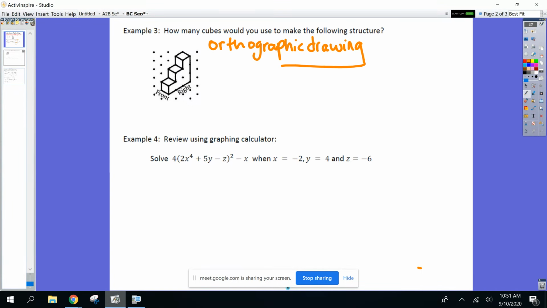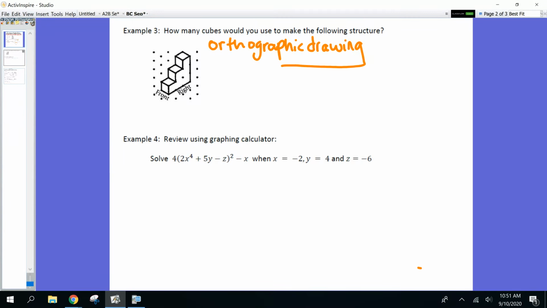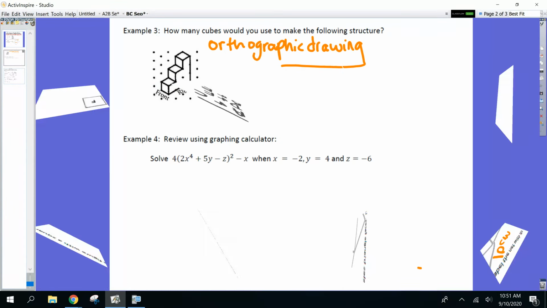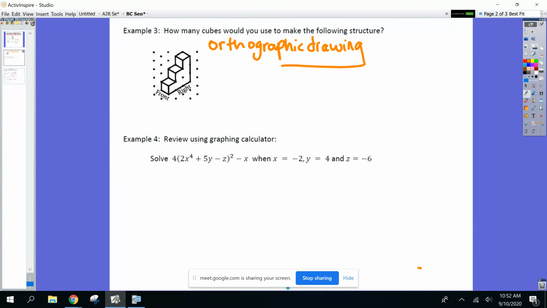And if you're wondering, there was my previous net down there with my labels. Okay? Sorry, it's just things are getting slow here today. I don't know what the deal is. Okay, there we go. Orthographic drawing.